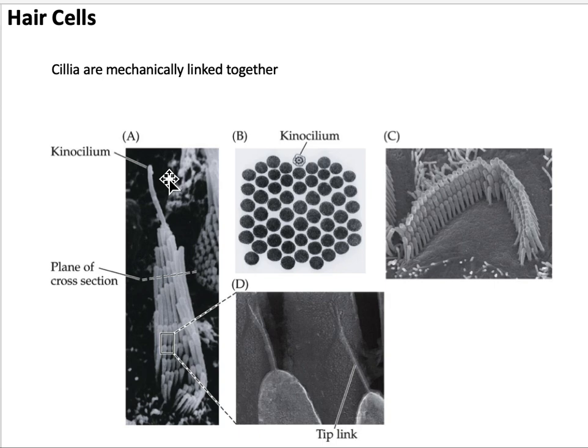Okay, and this is what they look like. So that diagram isn't too much of an exaggeration. So when we have these little bundles of the cilia, they are mechanically linked together. And there's one big one, the king, which is the kinocilium. And then it has rows of shorter ones underneath it. And each one of these has a little linker protein. So this goes to a potassium channel.